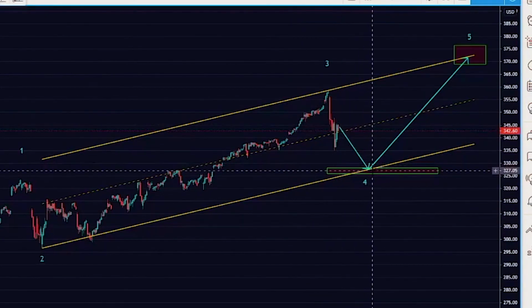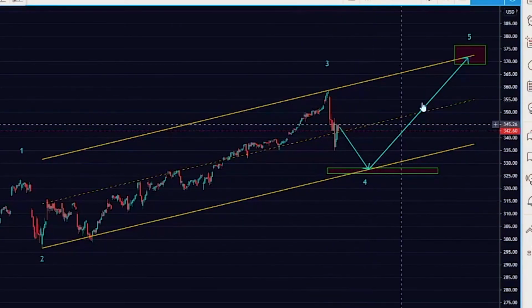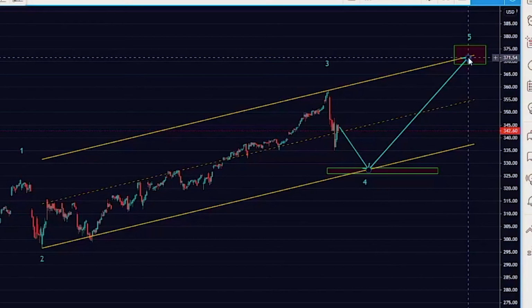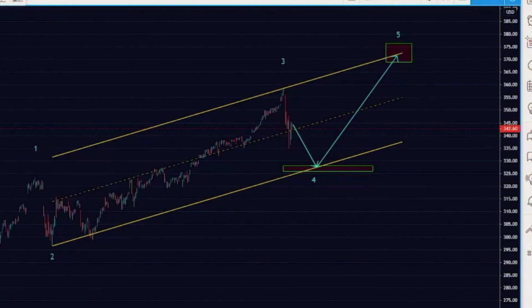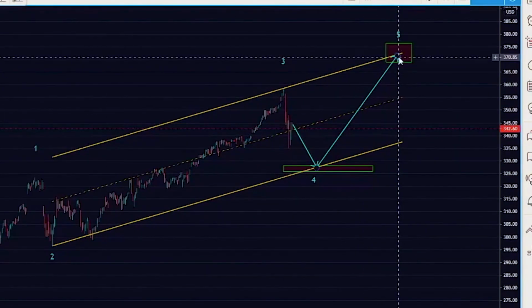We're projecting our fourth wave to come down to this $330 range and finally put in new highs at $370. Now don't forget that once this 5-wave move is in, again, we have a 1 on a larger degree, and we'd be expecting a 2 to retrace to the 50 of that entire move.